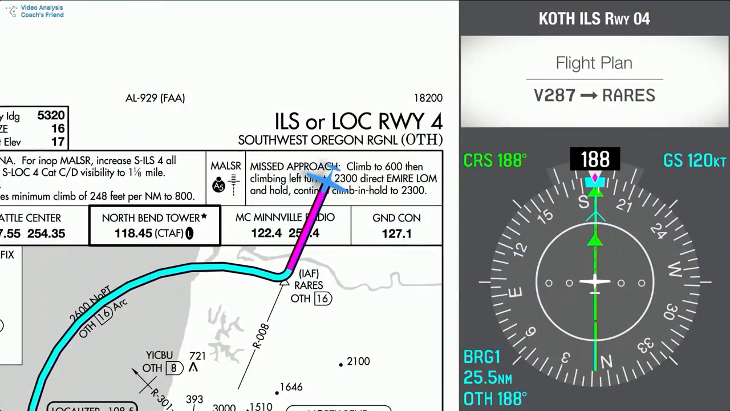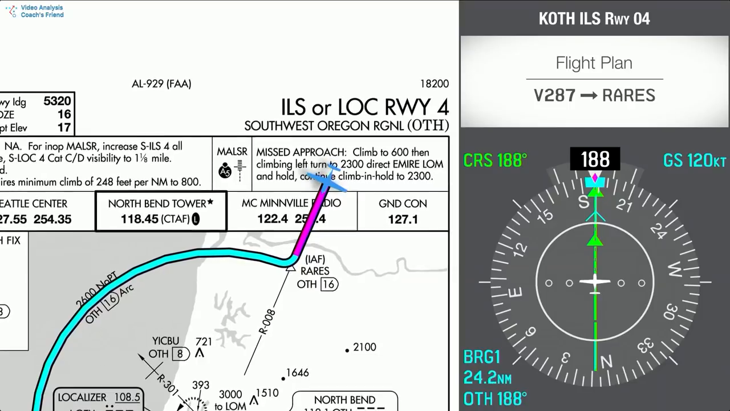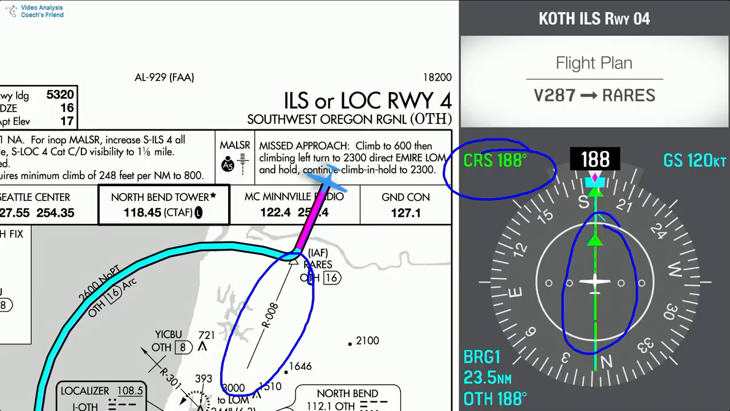Okay, so you can see we have a few steps here. First of all, let's take a look at the screen. You can see that I'm inbound on the 188 radial. That's in the top left corner of my HSI. I've got green needles, so I'm connected to my VOR. And you can see if we were to reverse that radial, 008, it's the 188 bearing to the VOR. So I'm inbound here.